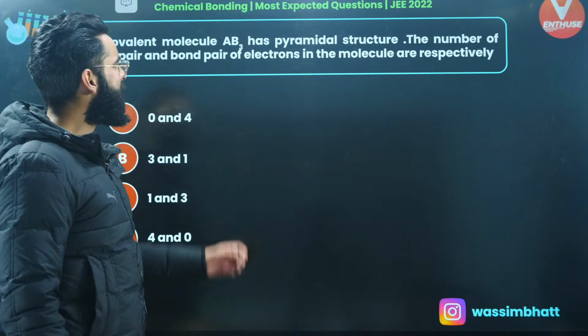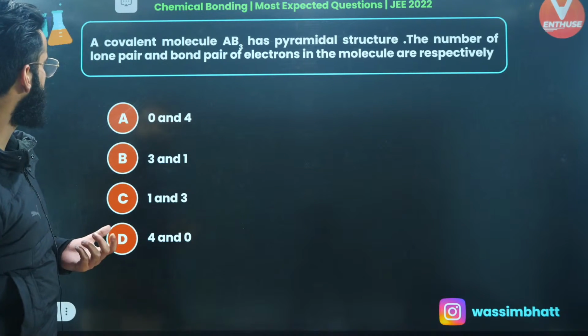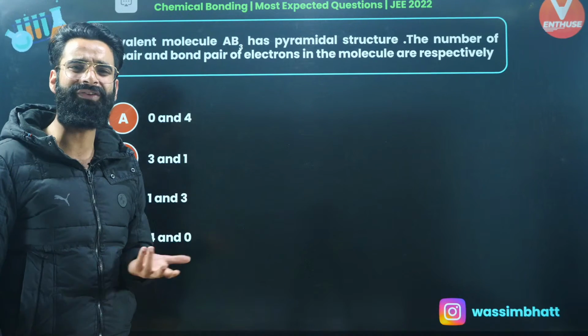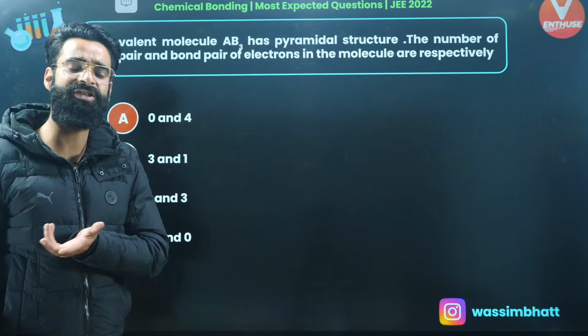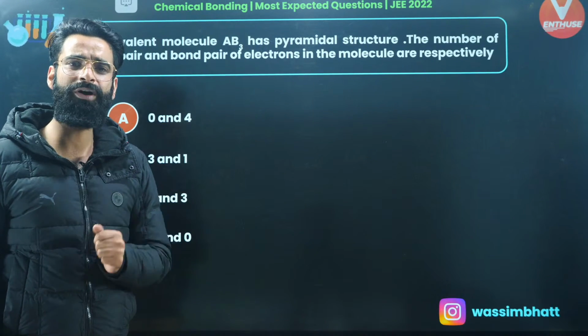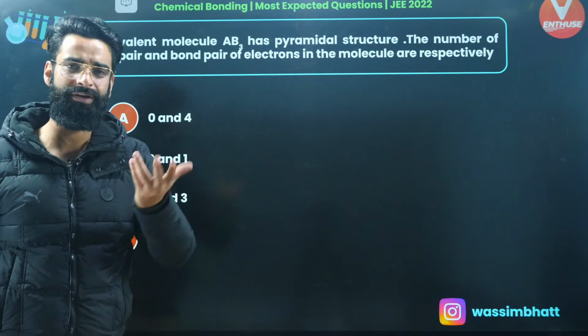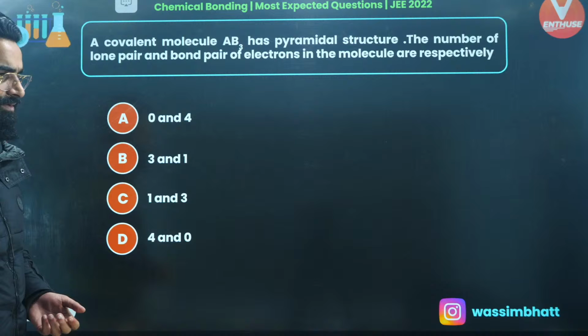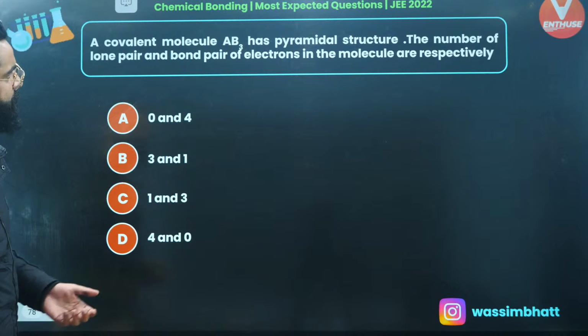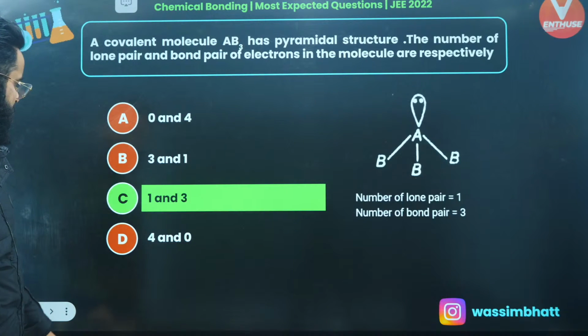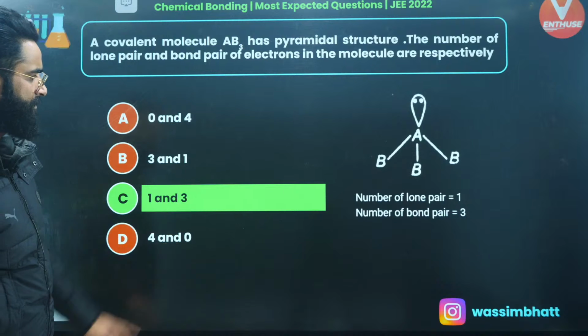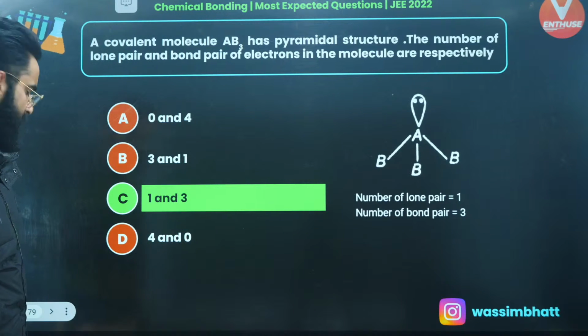A covalent molecule AB3 has pyramidal shape, the number of lone pairs and bond pairs. Again, simple AB3, like NH3 molecule. In case of NH3 molecule, there are 3 sigma bonds and 1 lone pair. AB3L1 type. It's going to be pyramidal, right? So 1 lone pair, 3 sigma bonds. Perfect.